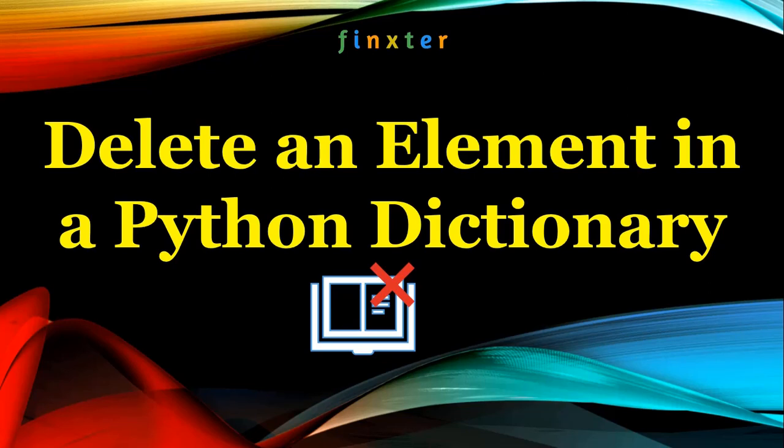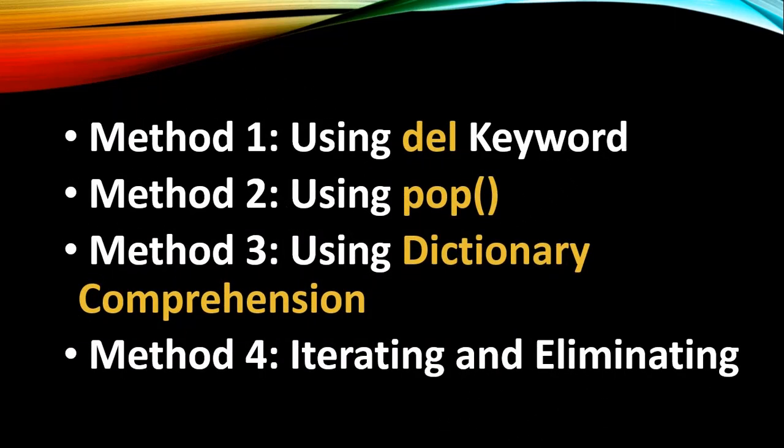So there are numerous ways of deleting an element from a Python dictionary. These ways are: you can use the del keyword to delete an element from the dictionary, or you can use the pop method that will help you to delete the element from the dictionary. Otherwise, you can also choose to use a dictionary comprehension and delete the required element. And finally, you can also iterate across all the elements in the given dictionary and eliminate the element that you want to delete. So let's have a look at all these methods one by one and let's learn how we can delete an element from a given Python dictionary.